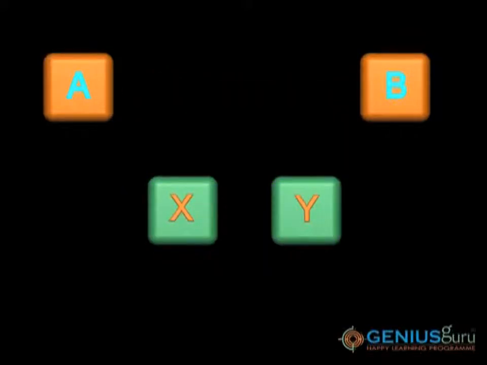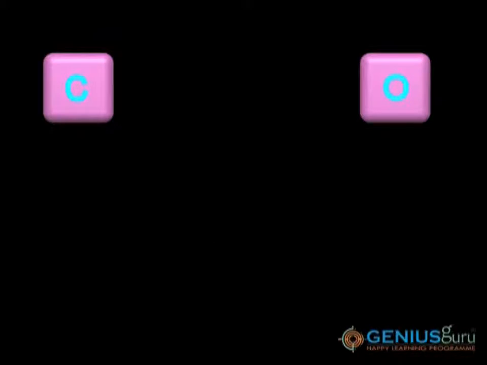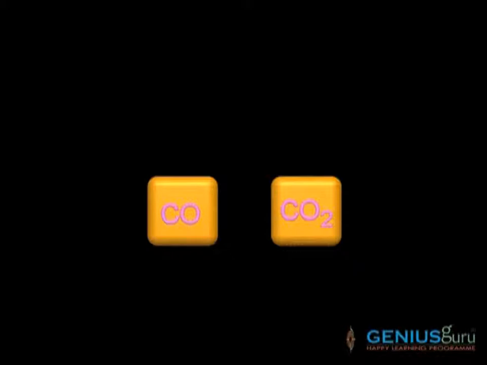To understand clearly, consider one more example. Here you take two specific elements, carbon and oxygen. When these two elements combine with each other, they form two oxides. The first one is carbon monoxide and the other one is carbon dioxide. In carbon monoxide, the ratio of carbon to oxygen is 12:16, whereas in carbon dioxide, the ratio of these two elements is 12:32.